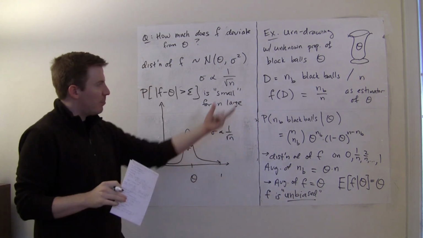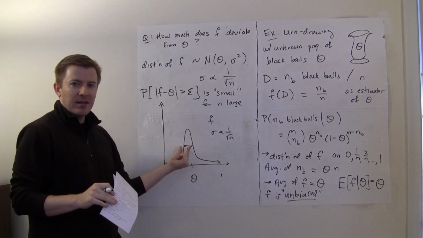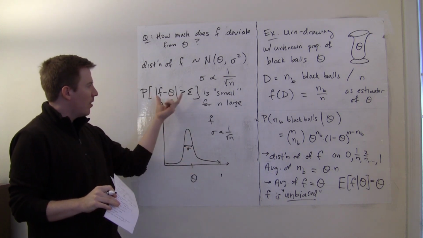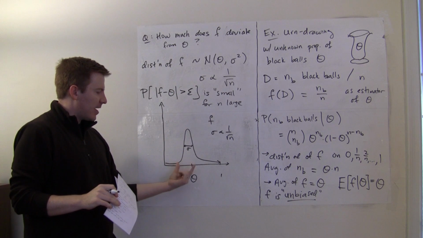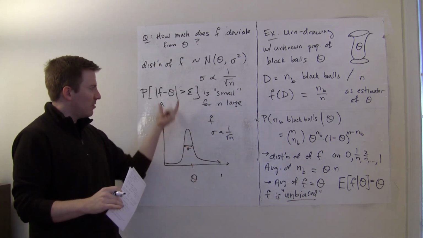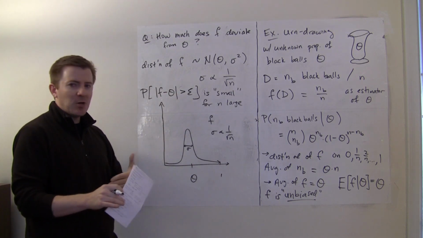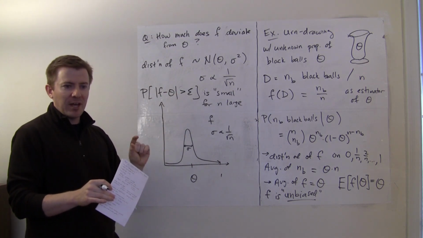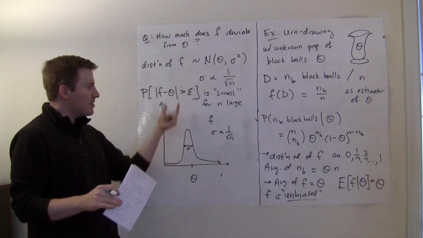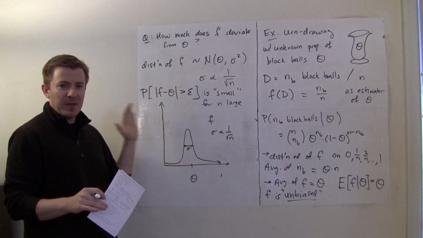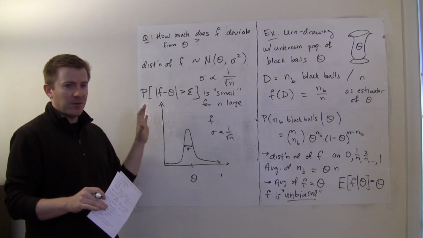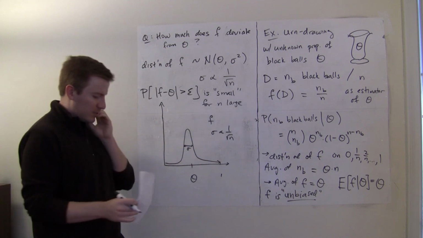The larger the sample we take, the more tightly concentrated this distribution becomes around theta, and so the smaller the probability is that f minus theta is any kind of large number. In fact, f and theta should be equal to each other to within some fairly high precision if we take a large enough data sample. So this is the sampling distribution of f, and this is basically the main object in all orthodox statistical calculations, the main thing that we're interested in.